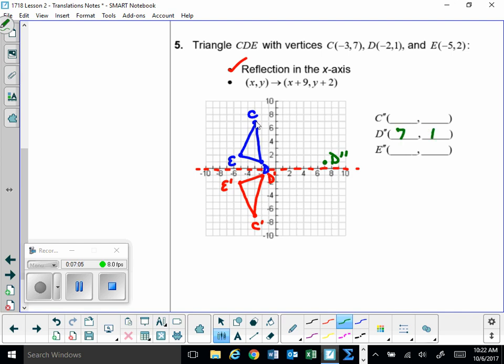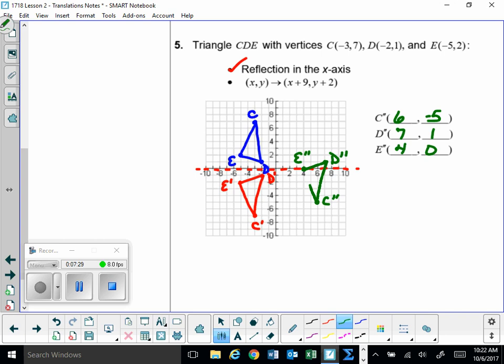Let's go with C. 1, 2, 3, 4, 5, 6, 7, 8, 9. Up 2. C double prime is at 6, -5. Now let's go with E. 1, 2, 3, 4, 5, 6, 7, 8, 9. 2 up. E double prime is at 4, 0.